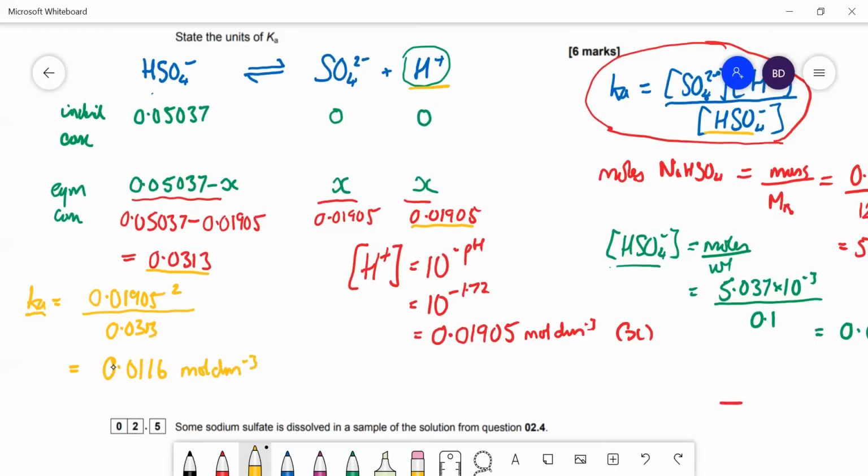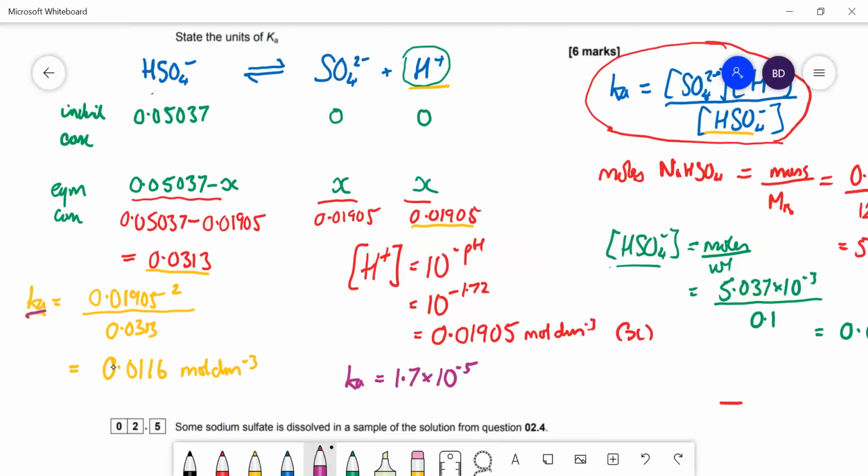That's the answer to the question, but just incidentally, the Ka of ethanoic acid is about 1.7 times 10 to the minus 5 mole per decimeter cubed. So you can see this is a weak acid, but it's a pretty strong weak acid by our normal standards.